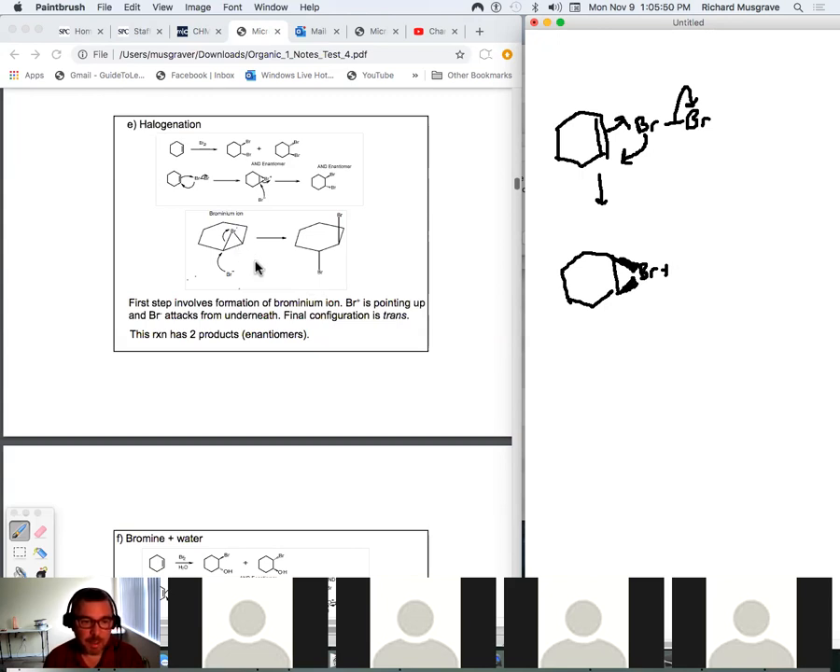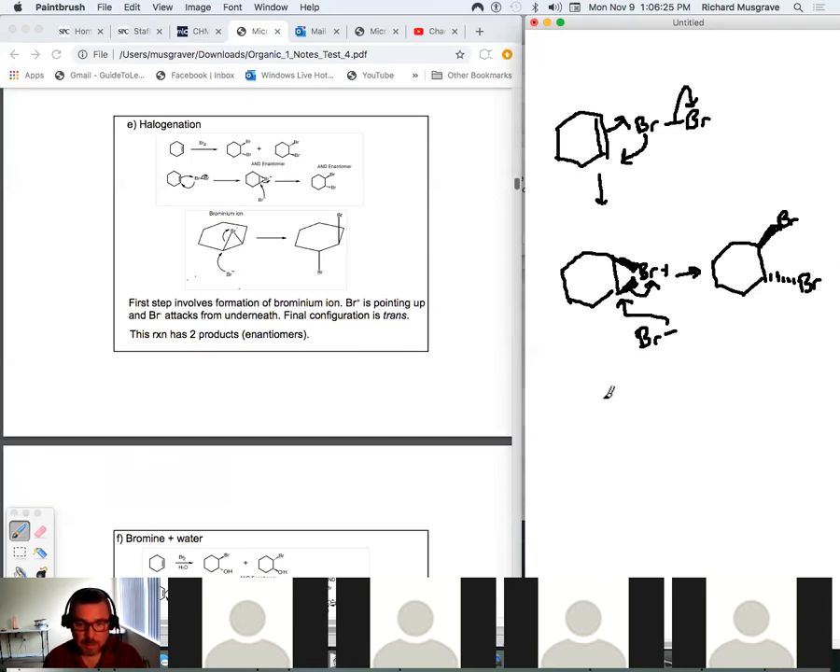Now, this is important because what it means is a Br minus will come in to attack, but it will attack from underneath, from the underside of the ring, and produce something that has a very specific trans stereochemistry. So the result is a Br that sticks up like that, and a Br that sticks down like that, and all because it had to come in from underneath.